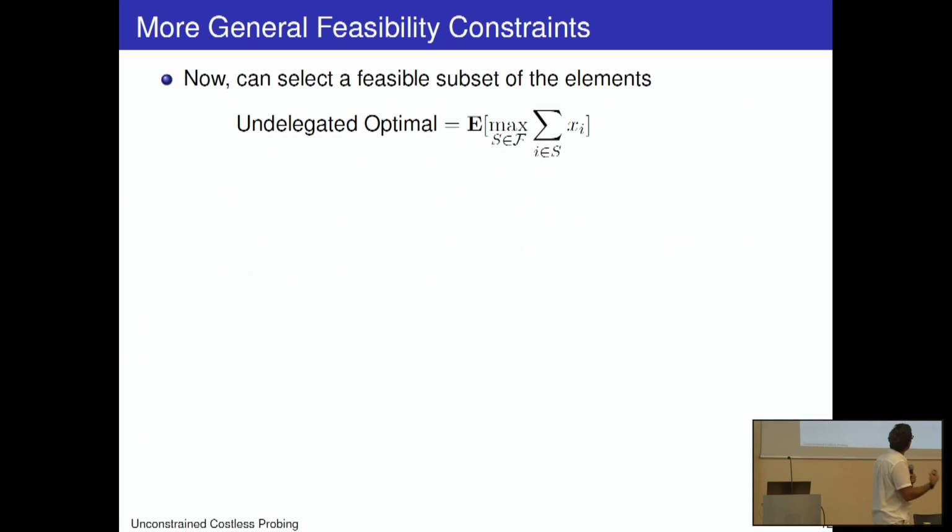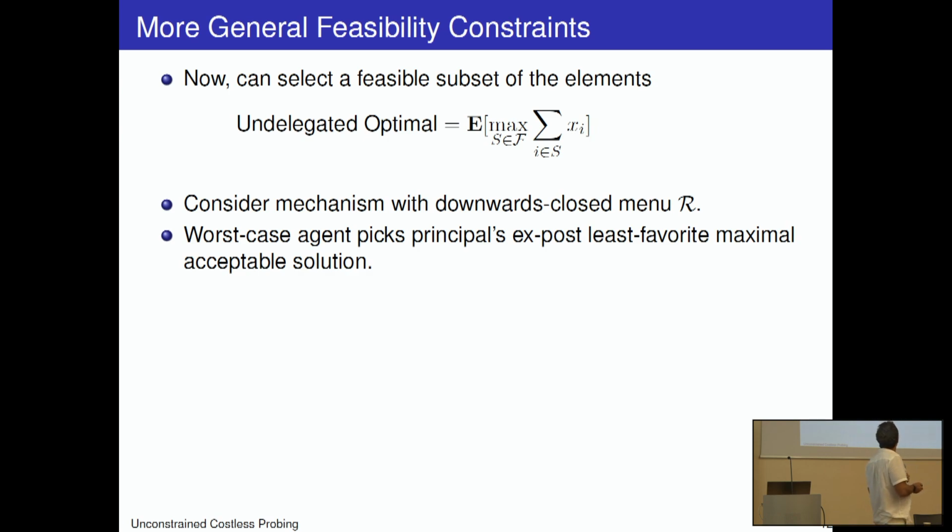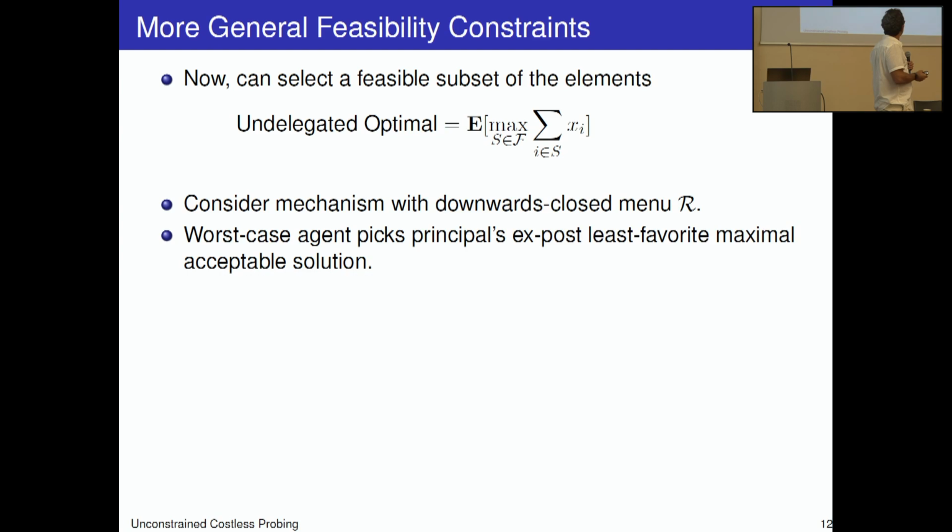So let's now move to more general set systems. You're trying to solve a combinatorial problem where you're trying to pick a set S in the set system F, and you want to maximize the sum of your utilities for the elements you select. Let's consider a mechanism that restricts the agent to a menu of downwards closed solutions. What I mean by this is if you accept this set of elements with these utilities, you'd also accept any subset of them with those same utilities.